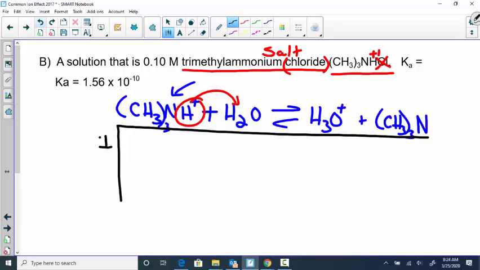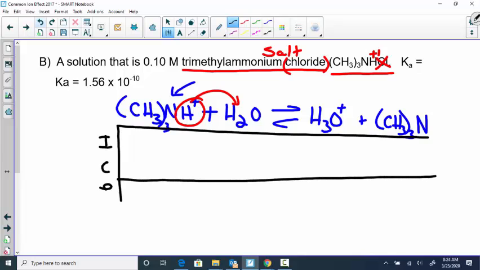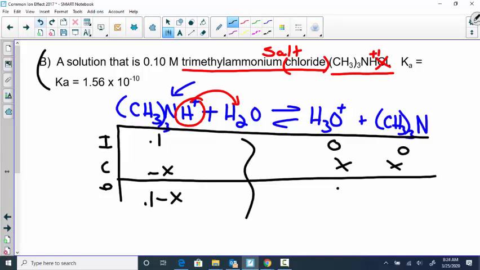This becomes an ICE chart again. And remember, we are now just doing the pH of just this solution. So this is 0.1. Water doesn't matter. 0, 0. Minus X, X, X. 0.1 minus X, X, and X.